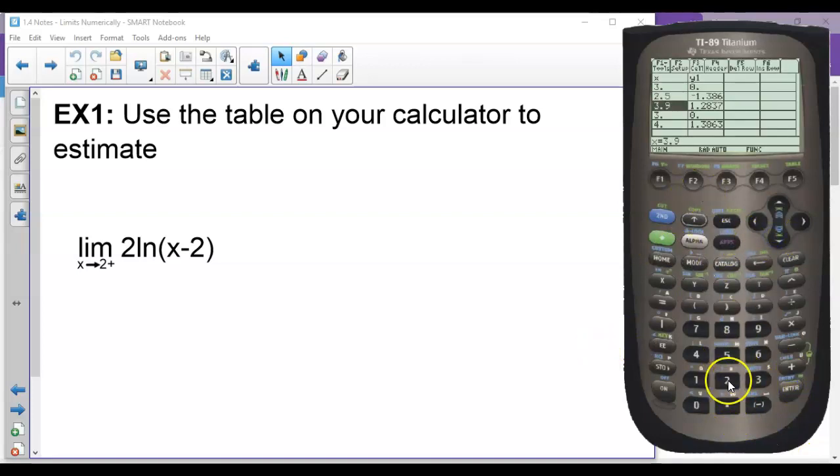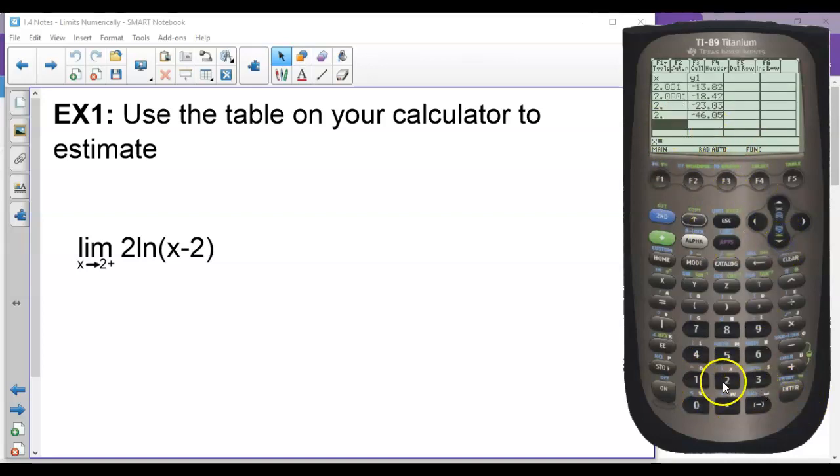And then maybe I could get to 2.1. And then 2.01. And then 2.001. And 2.0001. And you can see these numbers are getting more and more negative. 2.00001. And we could keep on, put lots of zeros. You can see we're getting negative 46.